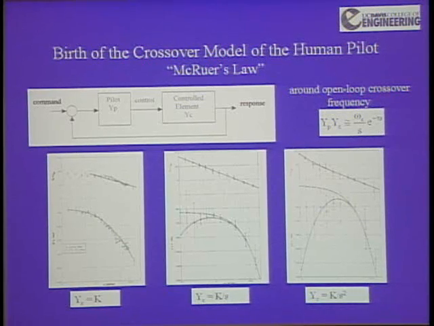By the way, this is called the crossover model. Around the open loop crossover frequency, where the amplitude portion goes through 0 dB, the transfer function of the pilot times the vehicle will look like omega c over s with a time delay. It's sometimes called McRuer's law because he was really the guy that teased this out of all this data.